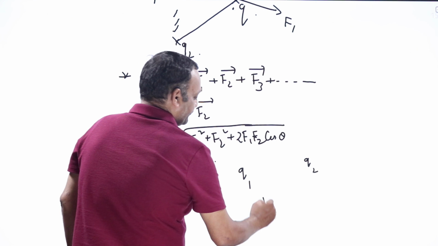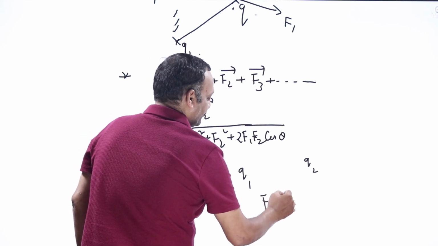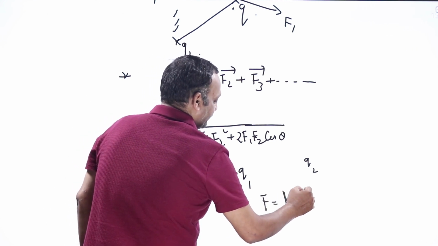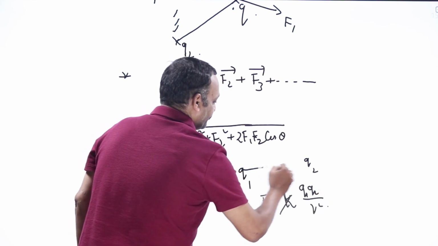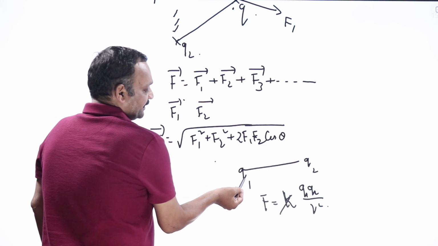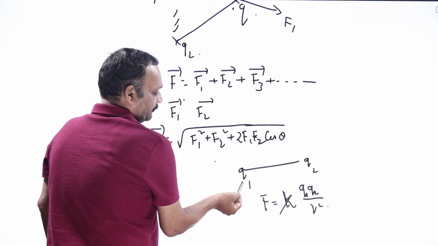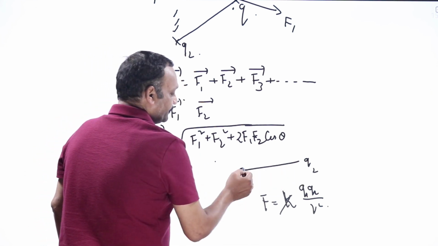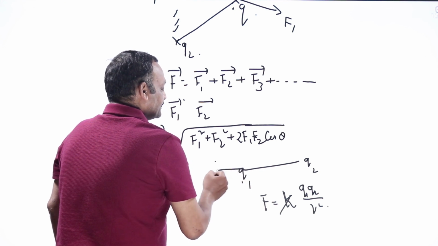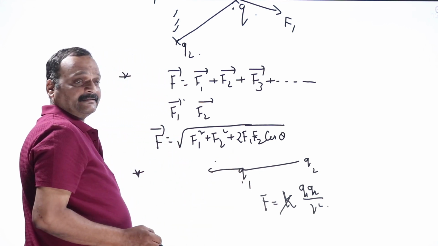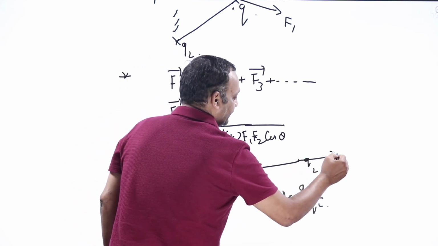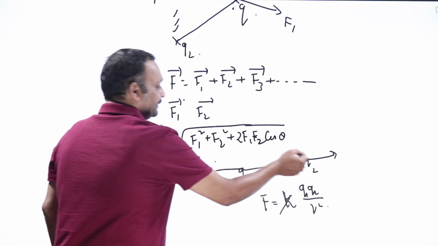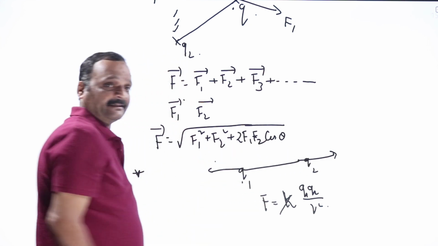What is the force of attraction or repulsion between these two charges? It is k q1 q2 by r square. That gives you the magnitude. Now the force experienced by q1 due to q2 is like this. Both are positive charges. The force experienced by q2 due to q1 acts like this.